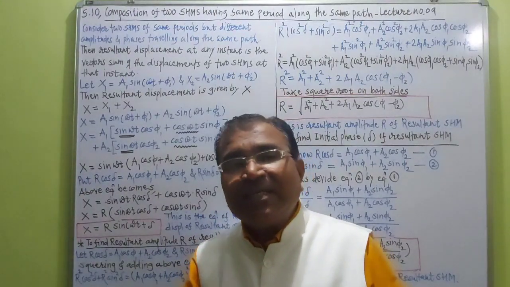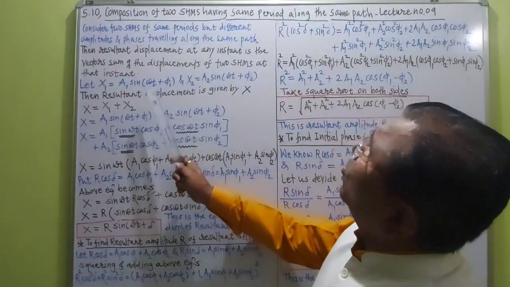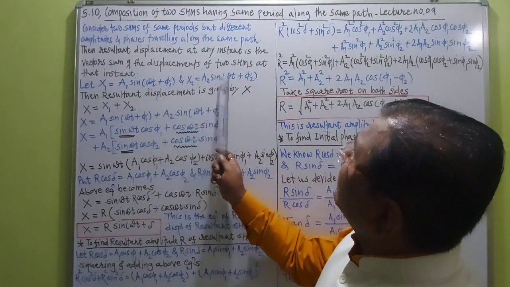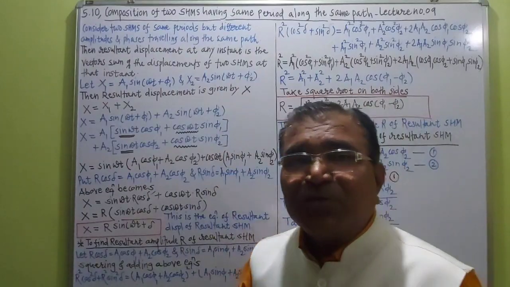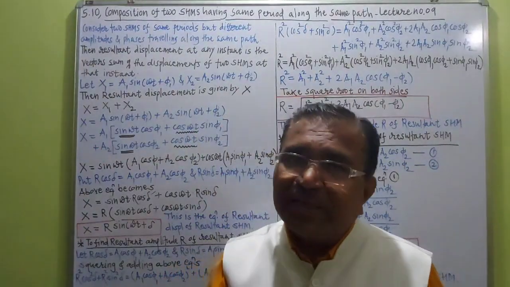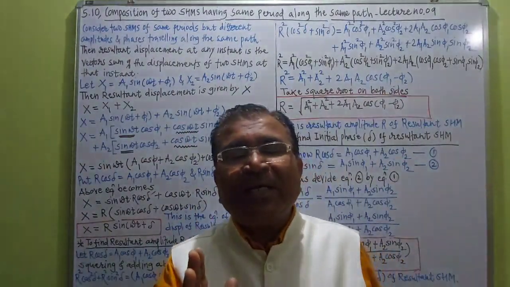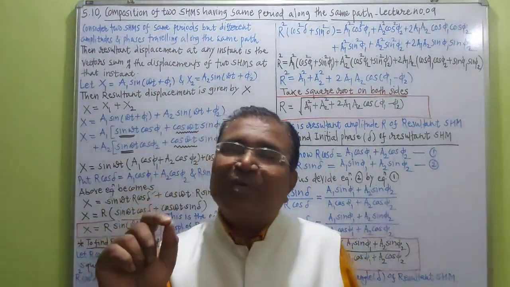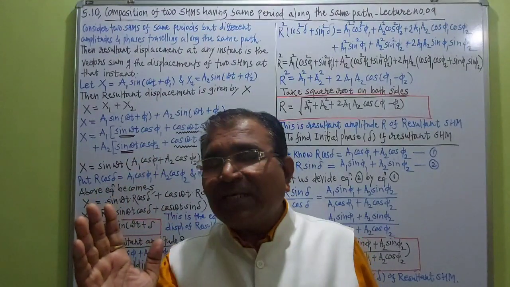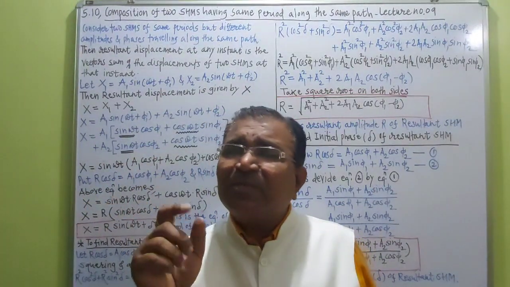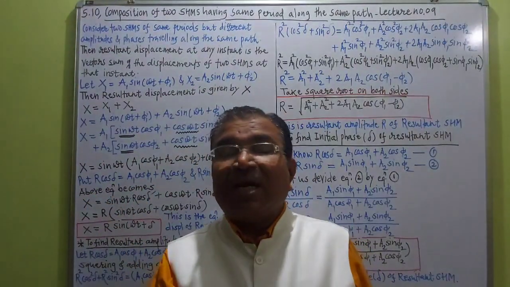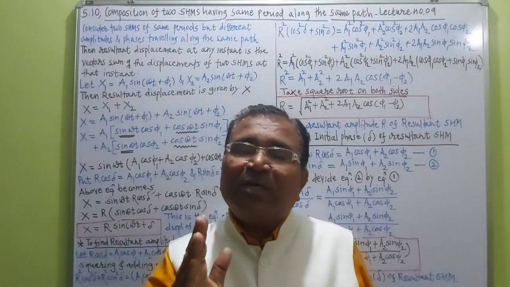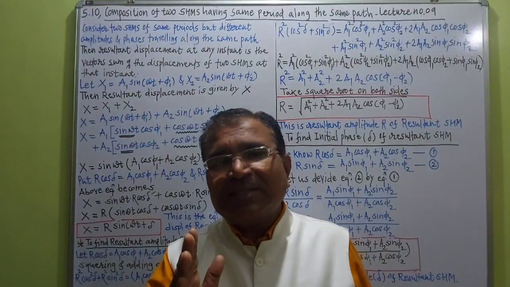The period is hidden in omega. Here omega is equal to 2 pi upon capital T, and this is also omega equal to 2 pi upon capital T. So the period remains the same, and that is why I haven't written omega 1 t and omega 2 t. Omega remains constant because the period is constant, and so we have taken two equations of SHMs.